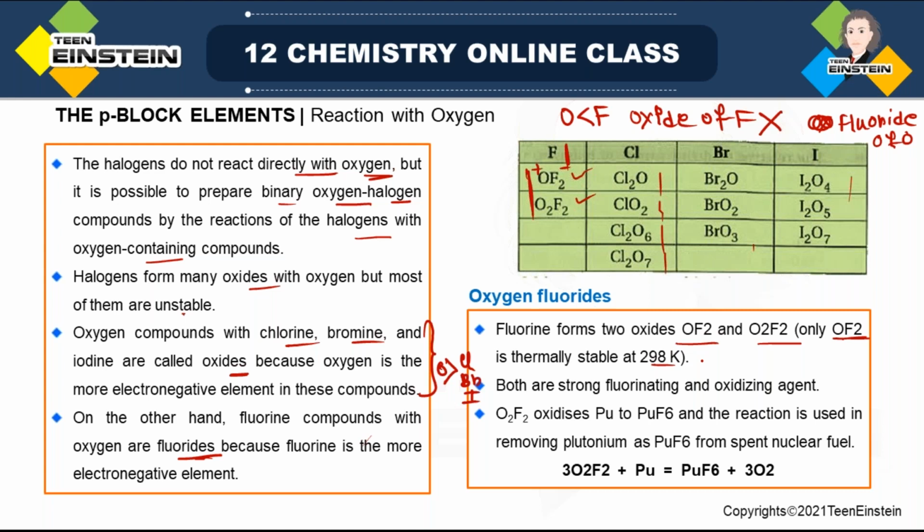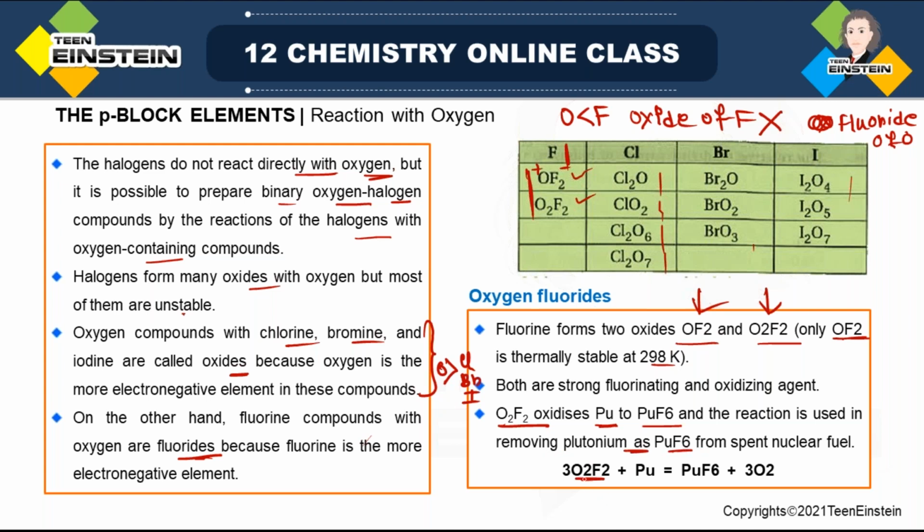Both are strong fluorinating and oxidizing agents. That means these two compounds are very strong oxidizing agents as well as fluorinating agents. That means by using these compounds, you can add fluorine to other compounds. O2F2 can oxidize Pu to PuF6, and the reaction is used in removing plutonium in the form of PuF6.